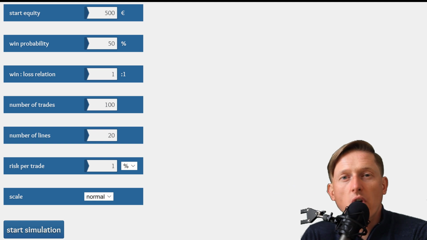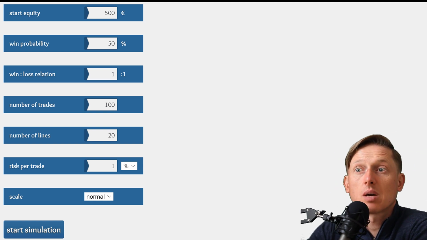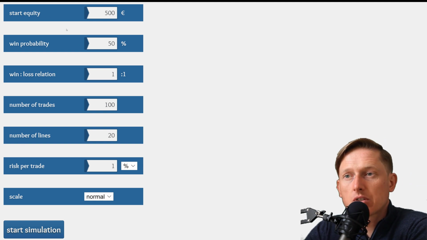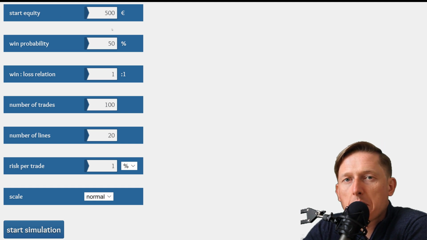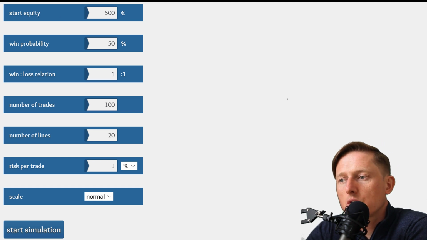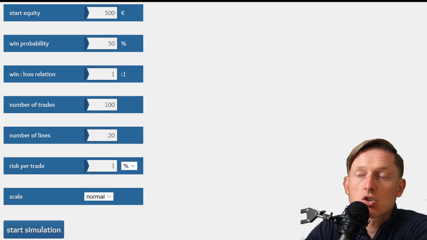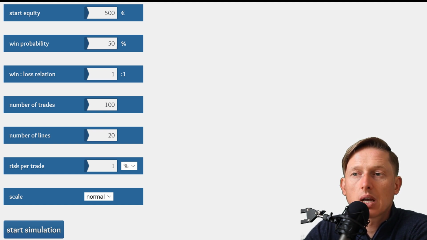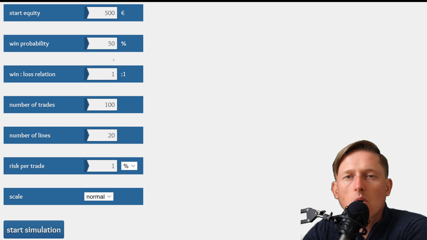Okay, so without any further ado, let's jump into the equity curve simulator and run through some numbers. As you can see, we have this equity curve simulator in front of us, which we need to fill up with the numbers to see the results. In a second you will see results on the right-hand side. We are starting with a 500 euro account, and our win probability is at the moment 50%, meaning that once we are losing, once we are winning.